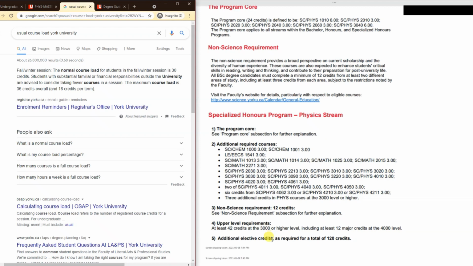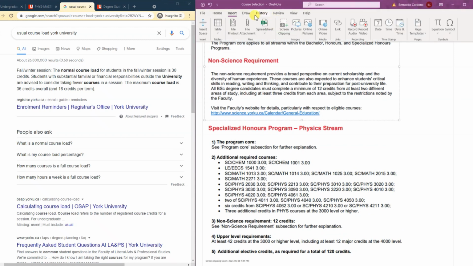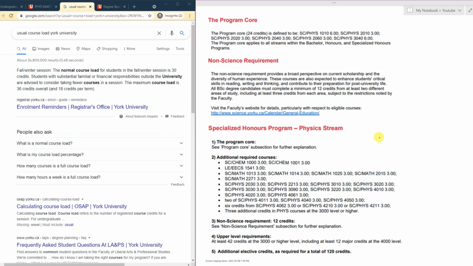So let's look and see what we have here with the courses already. Let's see what that gives us. So we're gonna do a little bit of counting here. We know at the very first, there's 24 credits that make up the program core. So that's 24 credits here. There is one Chem 1000 and 1001. That's 6 more credits. This course here is 3 more credits. 1, 2, 3, 4. That's 12 more credits.